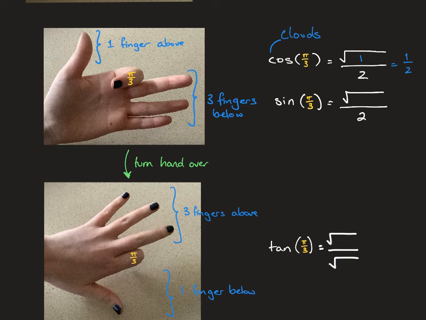For sine value, you need to count the number of fingers below. There are 3 fingers below. So we put a 3 in the square root. So sine of pi on 3 is root 3 on 2. To find tan, you flip your hand over, and now we've got 3 fingers on top of the finger that's folded down and 1 finger on the bottom. And for our tan value, our numbers from our fingers go top fingers at the top, bottom fingers at the bottom. So tan of pi on 3 is root 3 over 1, which is root 3.